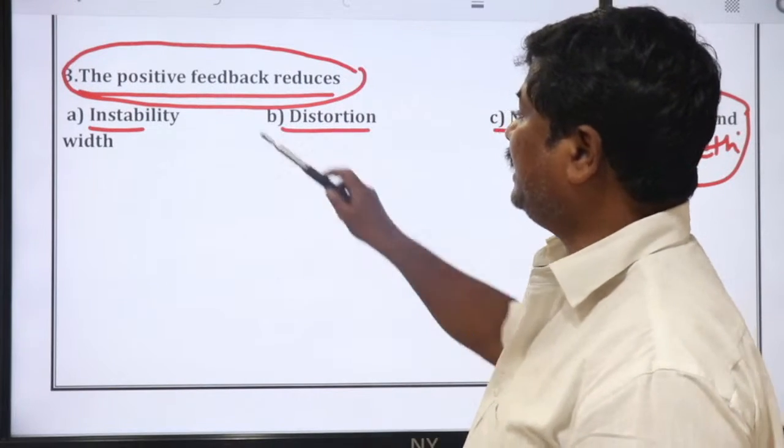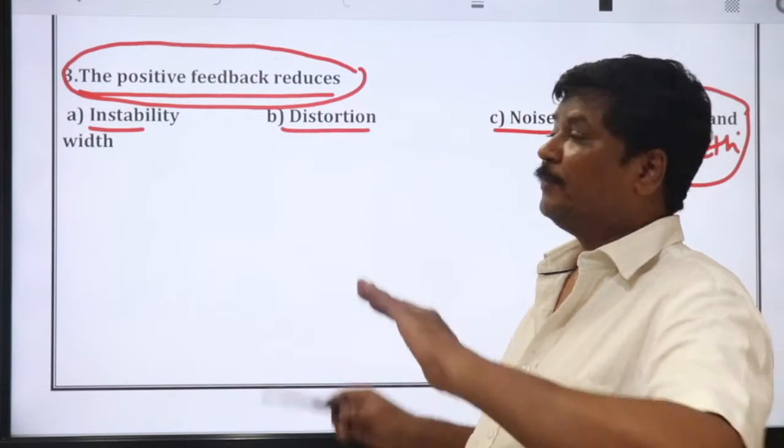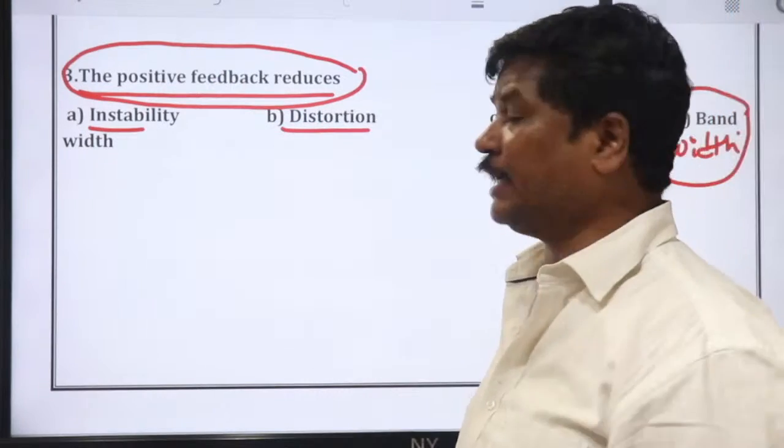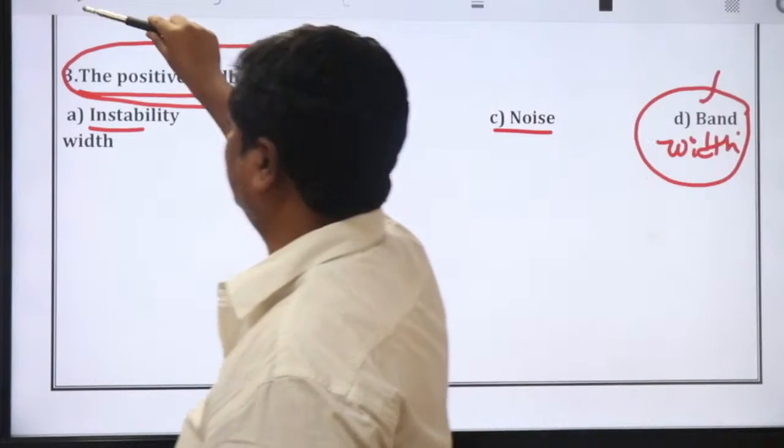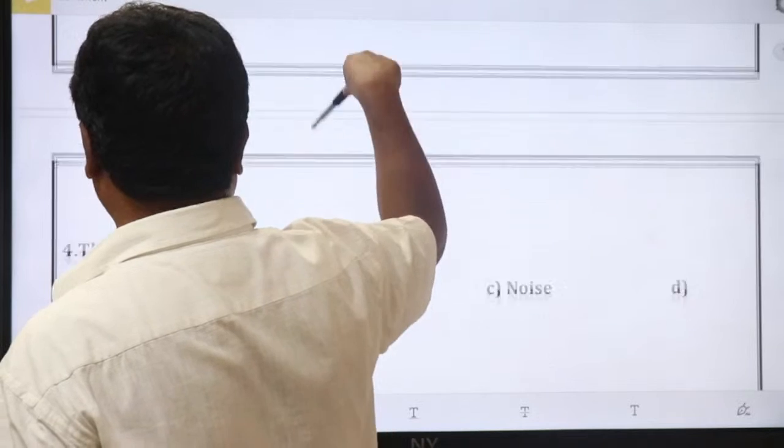But here the question given is positive feedback. Positive feedback is the opposite of negative feedback. That's why the suitable answer is bandwidth for this. Next.